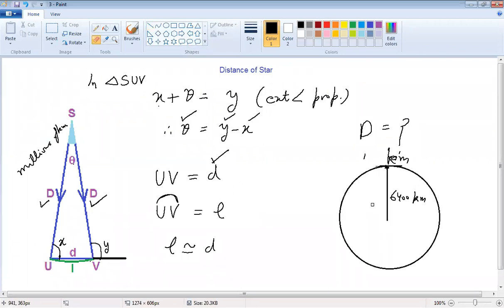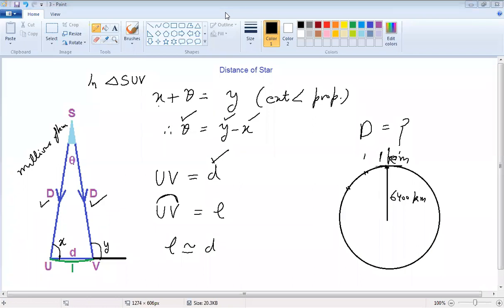Why? Because Earth is a very large sphere, its radius is very large, 6,400 kilometers, as compared to the distance we are traveling on the surface, say 1 kilometer. So for very small distances on a circle, a very small part of a circle is just straight. It can be thought of as straight. I hope, is it clear?